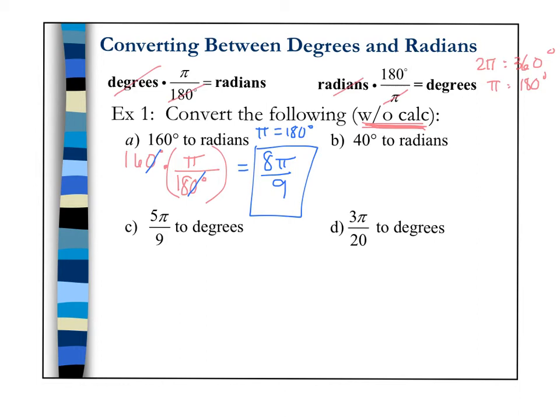Alright, now when I convert 40 degrees, some things I want to think about here are that 40 degrees isn't even equal to half of a pi. So my answer better be close to a fourth of a pi, rather, for my answer. Alright, so let's go ahead and do our conversion.